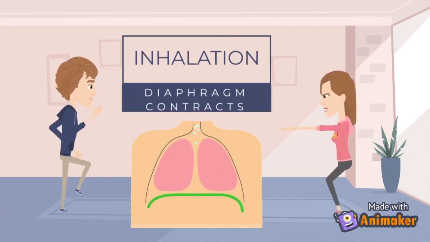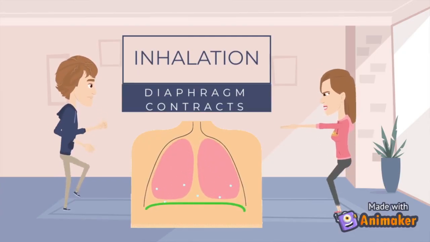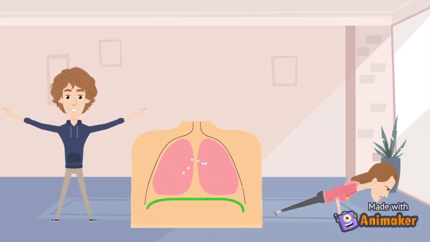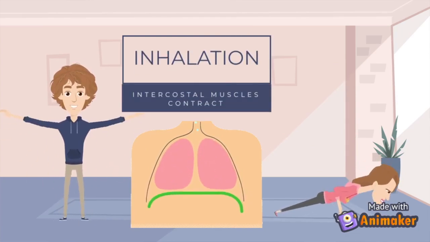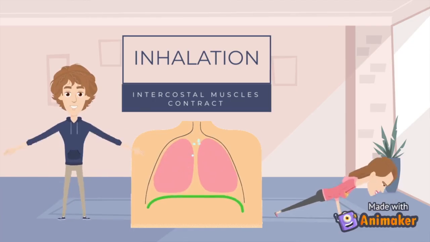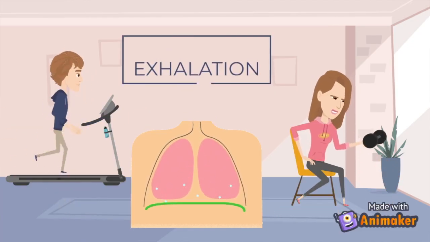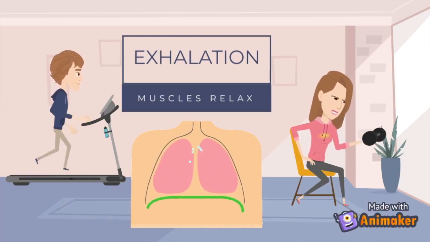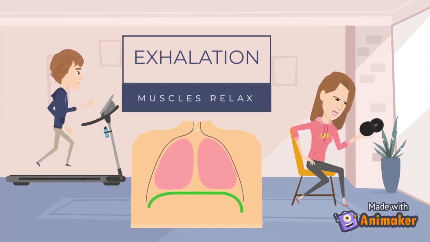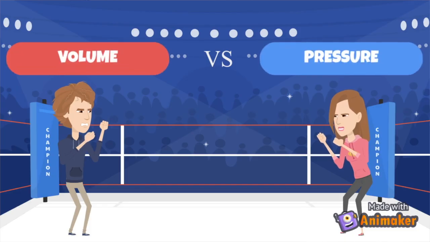We're going to start with inhalation. Your diaphragm is a respiratory muscle that sits underneath your lungs. As it contracts, it opens up and increases the lung volume, allowing air in. The intercostal muscles also contract, and they push the rib cage upwards and outwards, again increasing the size of the lungs to take in air. Exhalation, these muscles relax. Your diaphragm relaxes, your intercostal muscles relax, and you can breathe out.